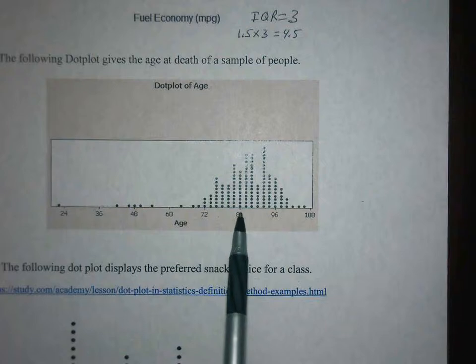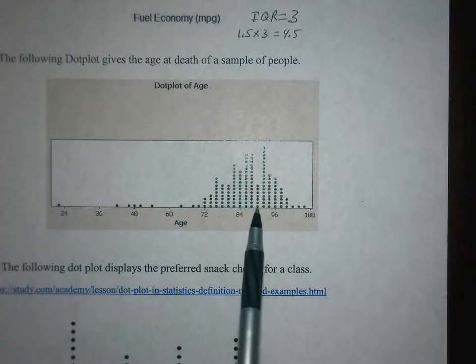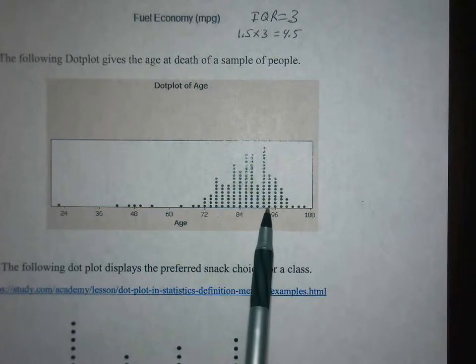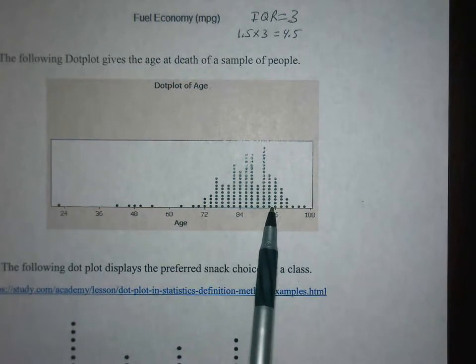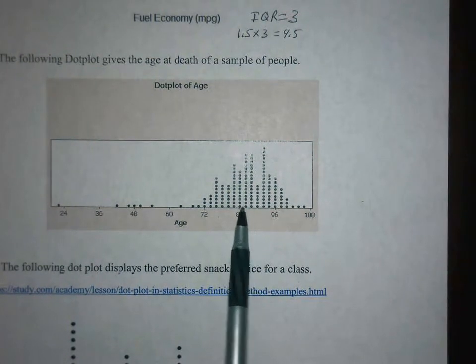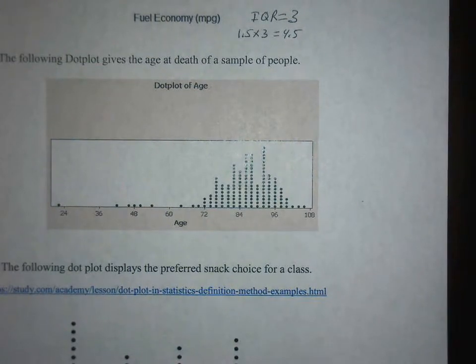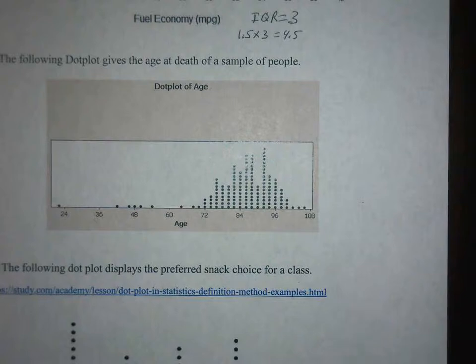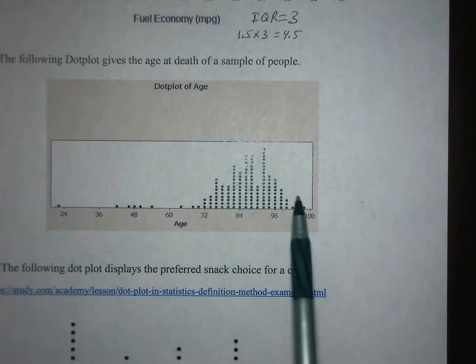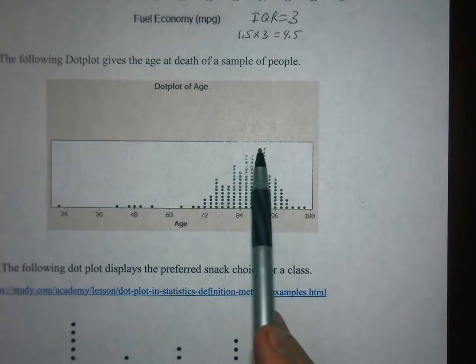So is it going up by twos? Well, there's 84, 86, 88, 90, 92, 94, 96. So it looks like where they're putting each dot represents a distance of 2 years. And you could do the same thing to estimate the mean, median, and mode in this. The mode, the one that occurs most often, looks like about 92 right here, because that's the highest one.